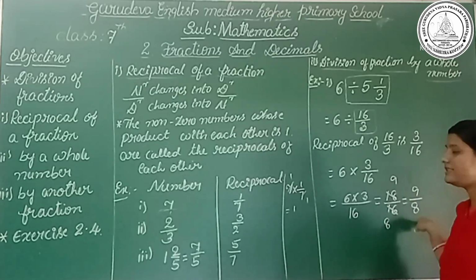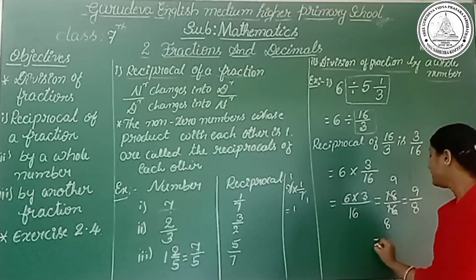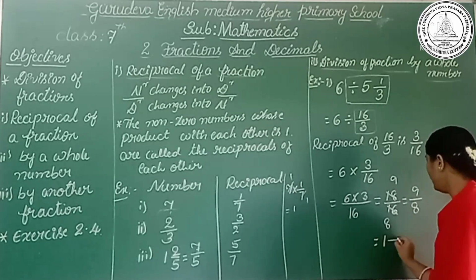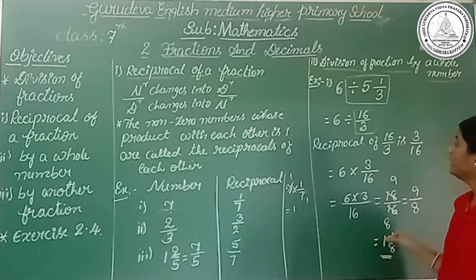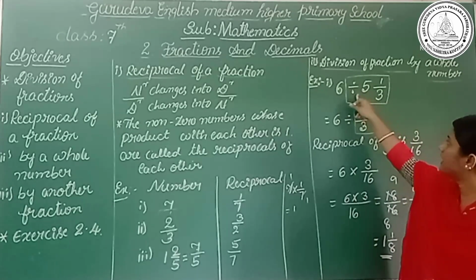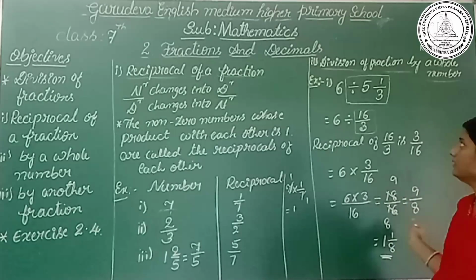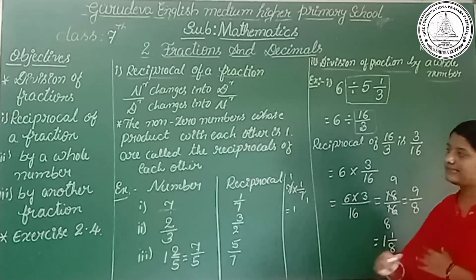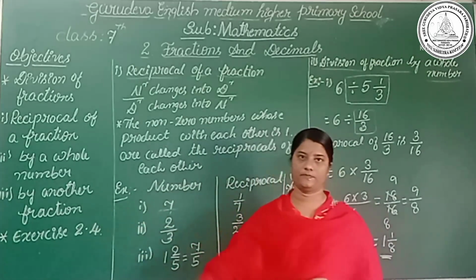So 9 by 8 is in the form of an improper fraction. Then let's convert this into a mixed fraction. So 1 whole 1 by 8. 1 whole 1 by 8 is the quotient of 6 divided by 5 whole 1 by 3. Is it clear? Yes.